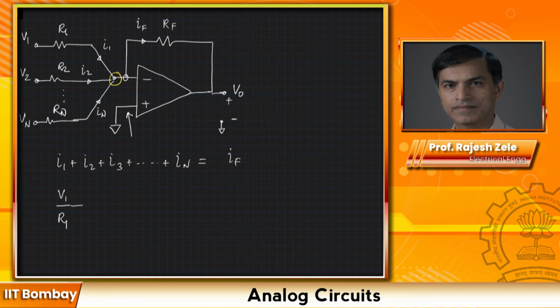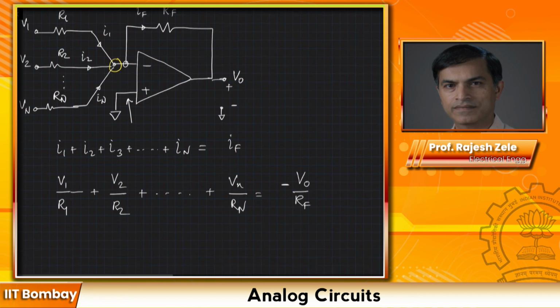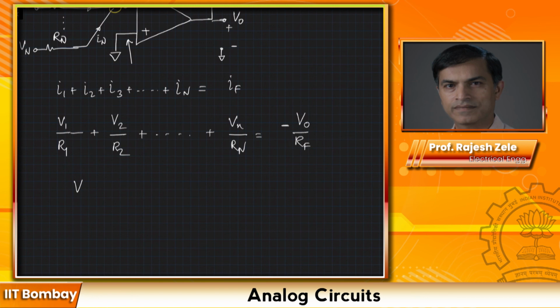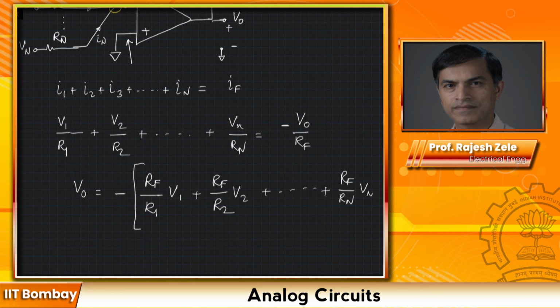Okay, so V1 divided by R1 plus V2 divided by R2 plus, all the way to, Vn divided by Rn is equal to minus Vo divided by Rf. So this will give you the output voltage Vo equal to minus Rf divided by R1 times V1 plus Rf divided by R2 times V2 plus, and so on, Rf divided by Rn times Vn.